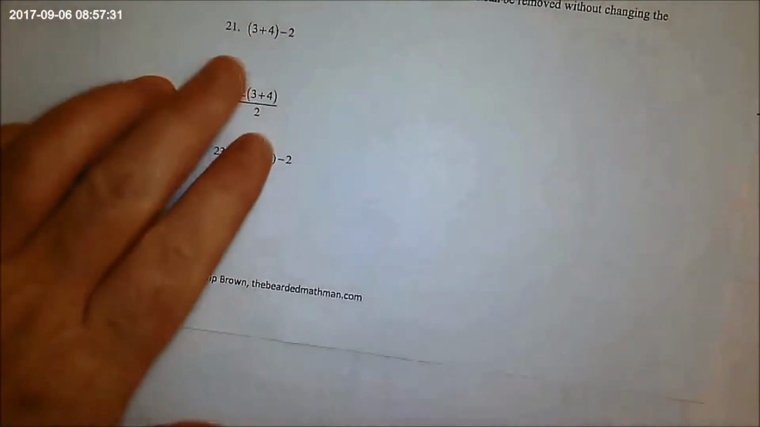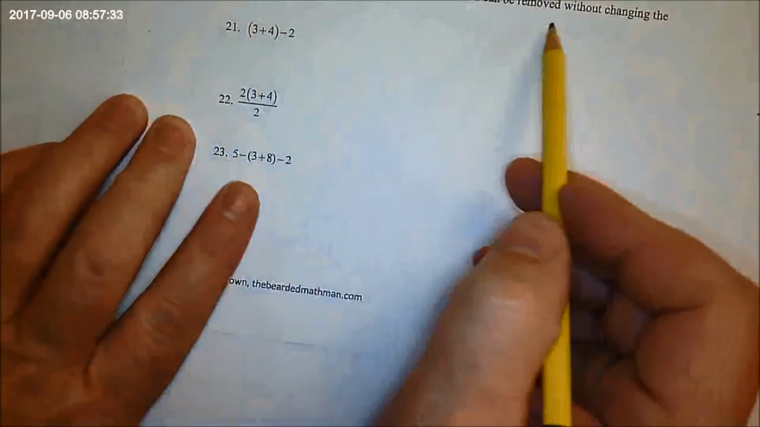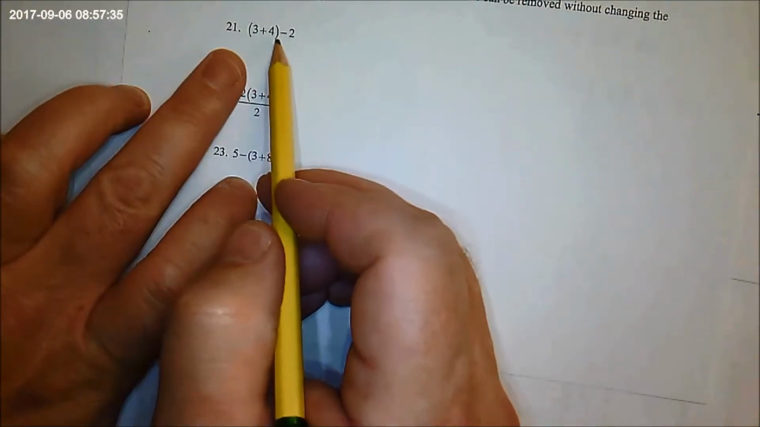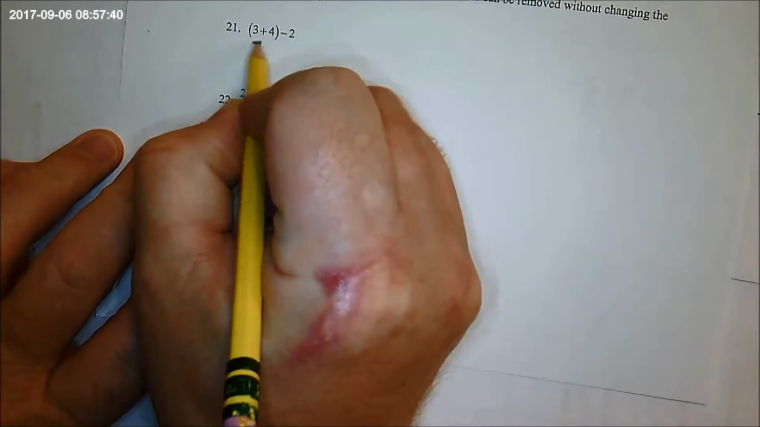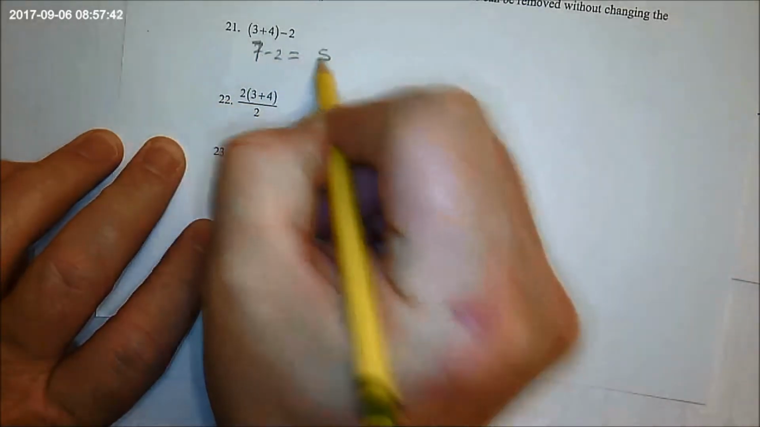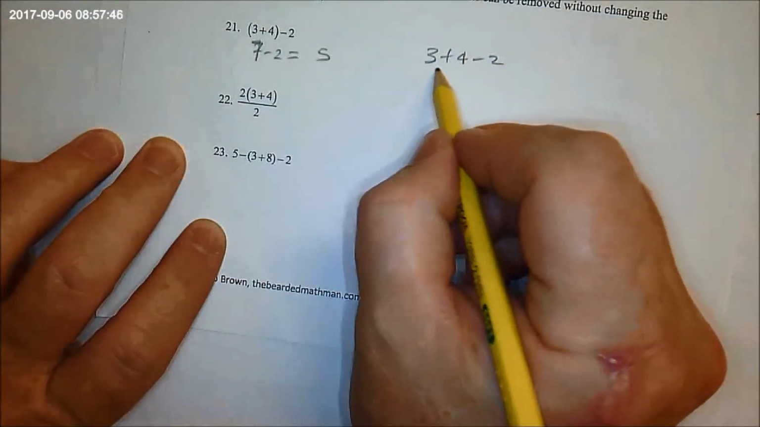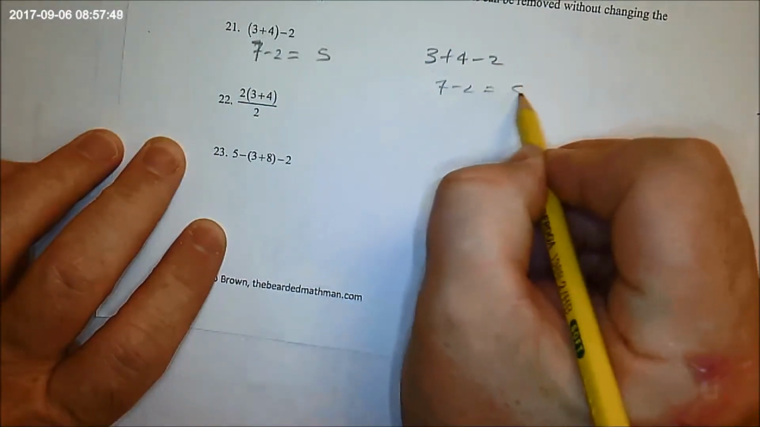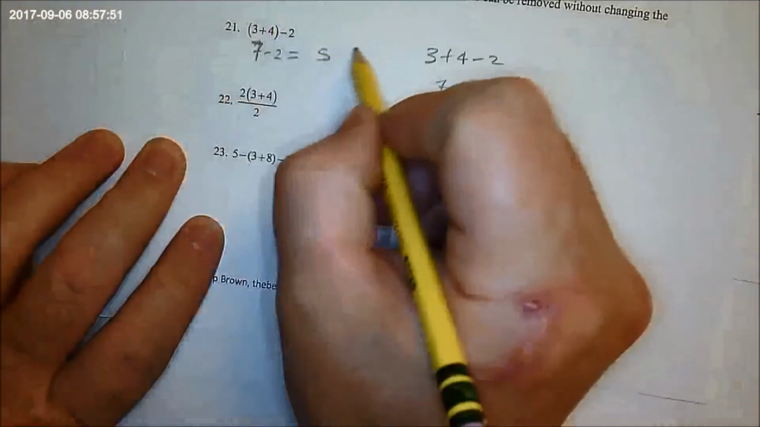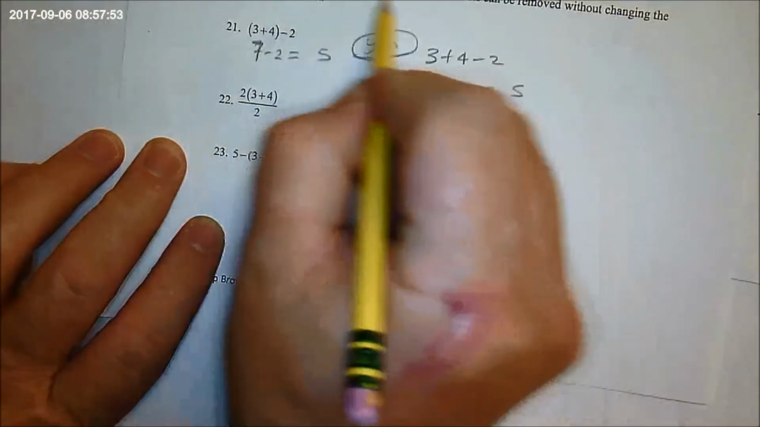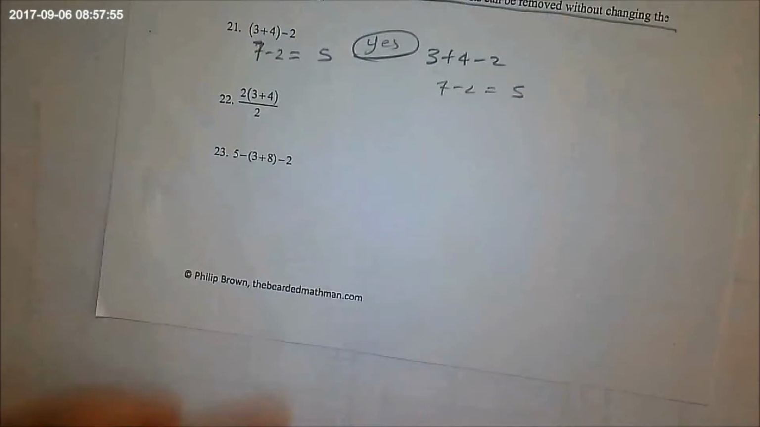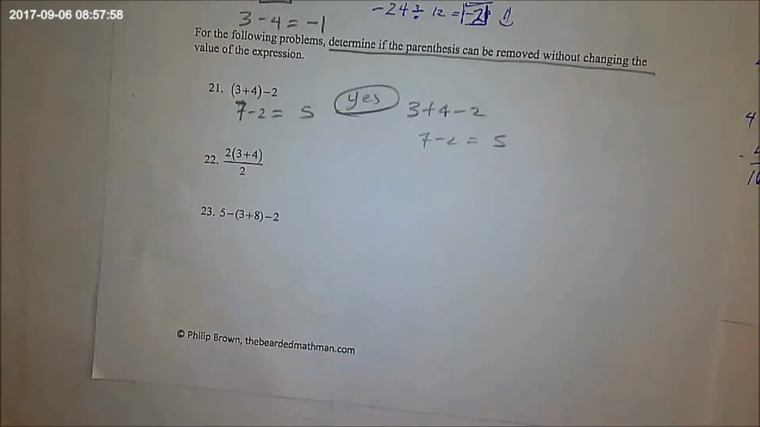All right. Ooh, this is tricky. So we have to see if we can get rid of these or not, right? With the parentheses, this would be 7 minus 2, which is equal to 5, right? Without the parentheses, same. So this one, the answer is yes, because it says determine if the parentheses can be removed. So that one's yes. We can remove the parentheses.